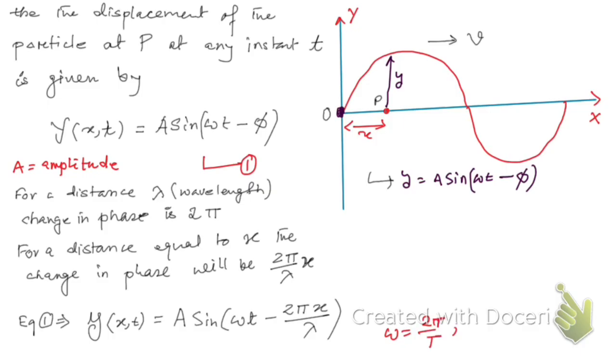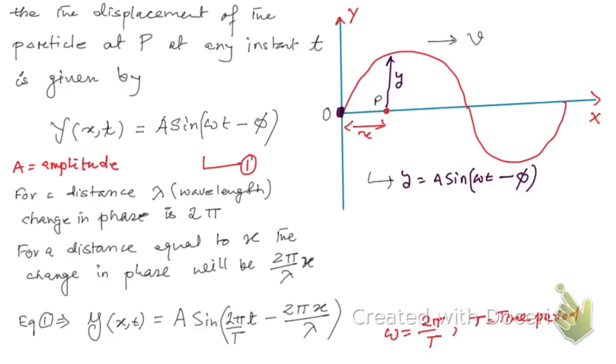Okay, so and omega, the angular frequency, is equal to 2 pi by T, where T is the time period. Time period means the time taken by the wave to travel a distance equal to its wavelength, right? That is the time period. Hope you have understood this. So then this equation can be written this way. We can replace this omega by 2 pi by capital T. We can write that way. Hope you have understood this.